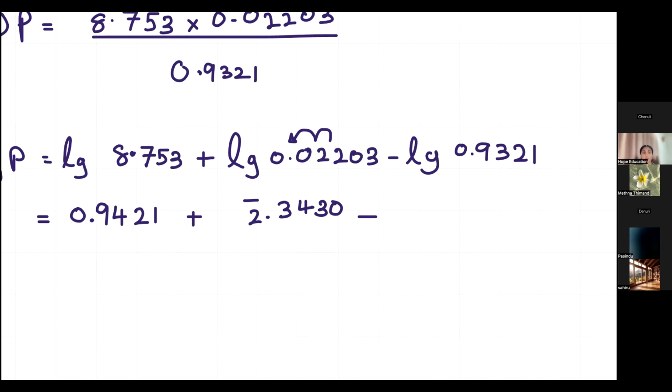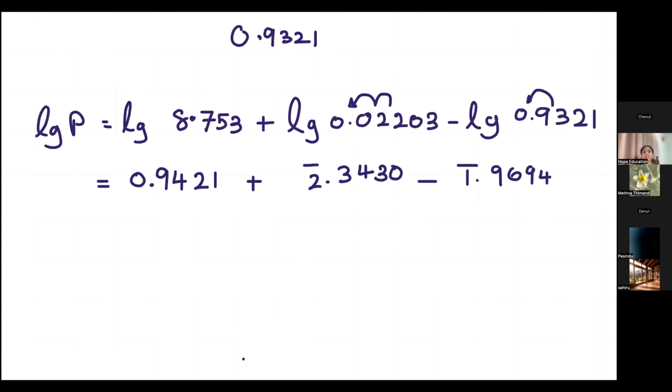Yes. We get 9694. The decimal is one place to the front of the default position, so we put bar 1. Since there are additions and subtractions, either you can do everything together or you can finish one and then move on to the next. We do the additions first, then the subtraction.